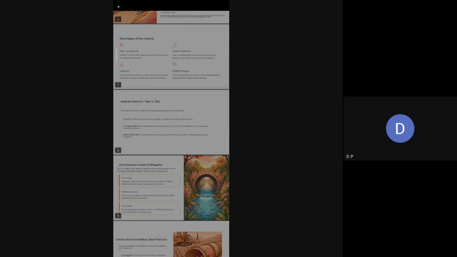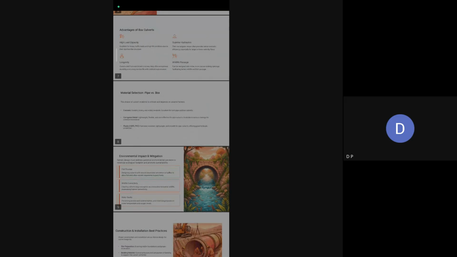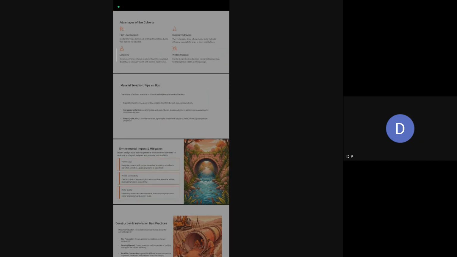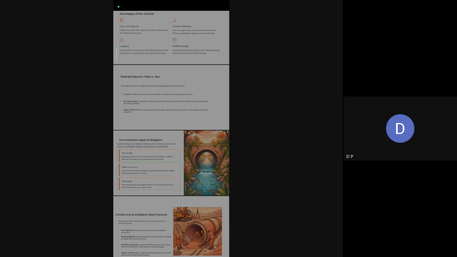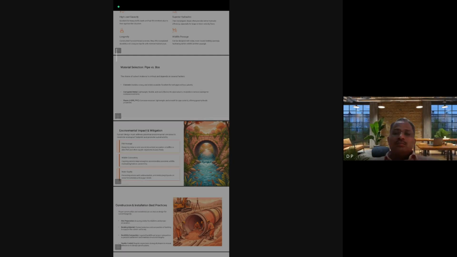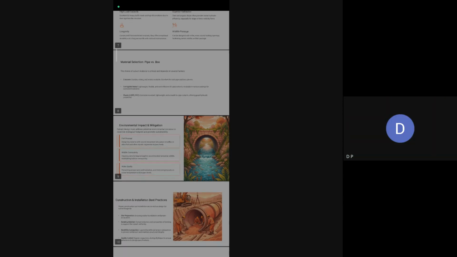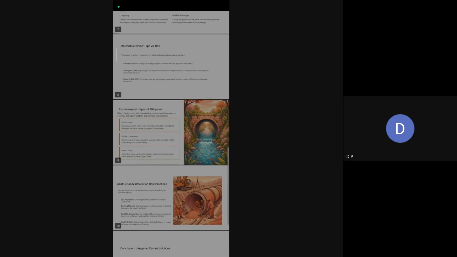Material selection, pipe versus box. The choice of culvert material is critical and depends on several factors. Concrete: durable, strong, and widely available, excellent for both pipe and box culverts. Corrugated metal: lightweight, flexible, and cost effective for pipe culverts, available in various coatings for corrosion resistance. Plastic: corrosion resistance, lightweight, and smooth for pipe culverts, offering good hydraulic properties.